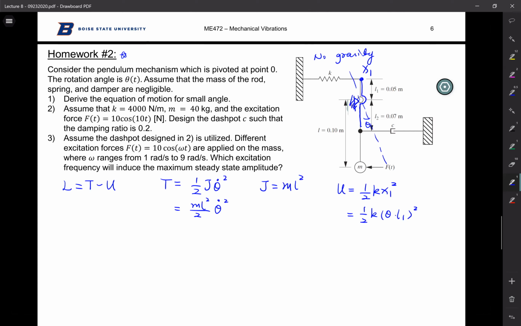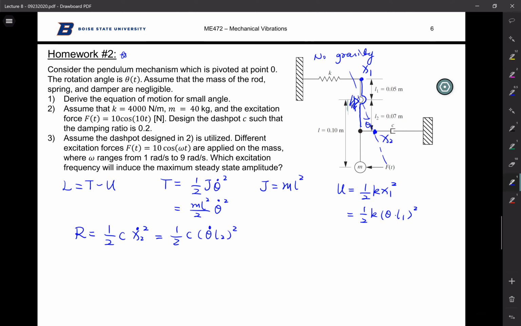And you have a T, have a U, because we have damping. You also have to calculate the Rayleigh dissipation function. That's half of the C times x2 dot squared. So your x2 is the deflection of this damper or dashpot. So your x2 dot is theta dot L2 squared.